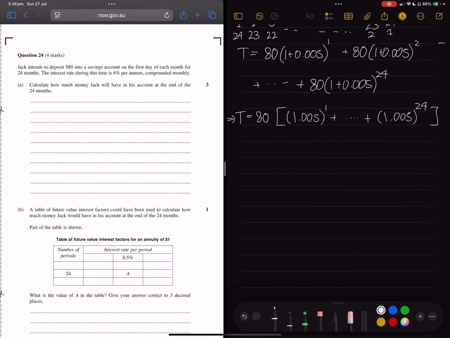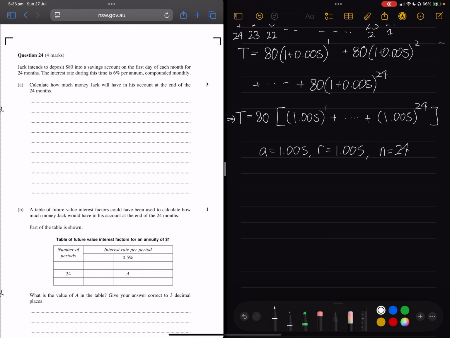So the first term, which we will call A, is 1.005. The ratio, which we'll call R, is also 1.005. The number of terms here, 1 up to 24, is 24. So n should be 24. When you're doing this, make sure you count those terms, right? If you need to sit there and actually count out how many payments there are, do it. Sometimes that n value is up or down 1 from what you expect it to be. Here it's 24, but it's not always going to be exactly the number of periods. It could be 1 up, could be 1 down, depending on the question.